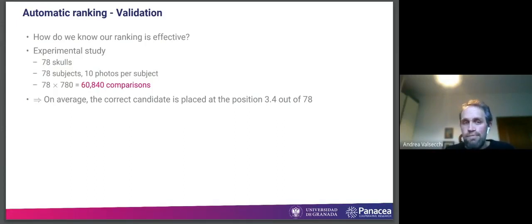And what we found is that on average, if we look in the ranking for the correct candidate, ideally this should be first all the time. It's not, but the correct candidate on average appears at position 3.4, so between the third and the fourth position out of 78. That means that on average, the forensic analyst, instead of having to look at all these 78 superimpositions to find the correct one, just needs to look at the first 3 or 4.